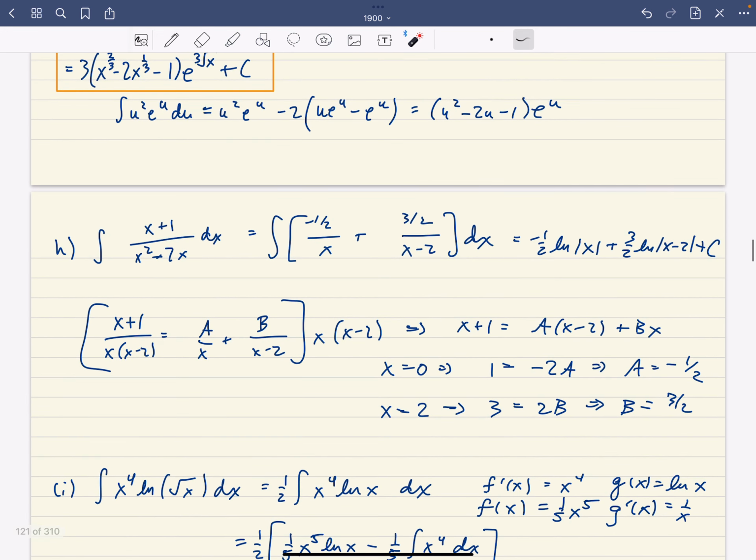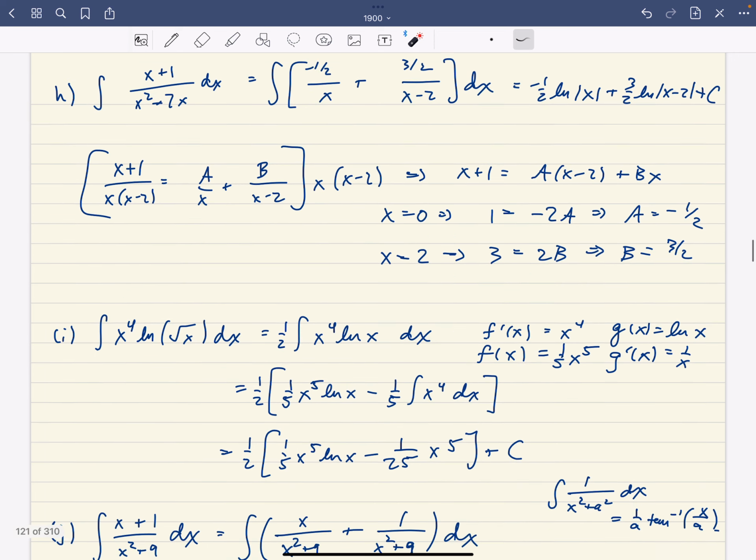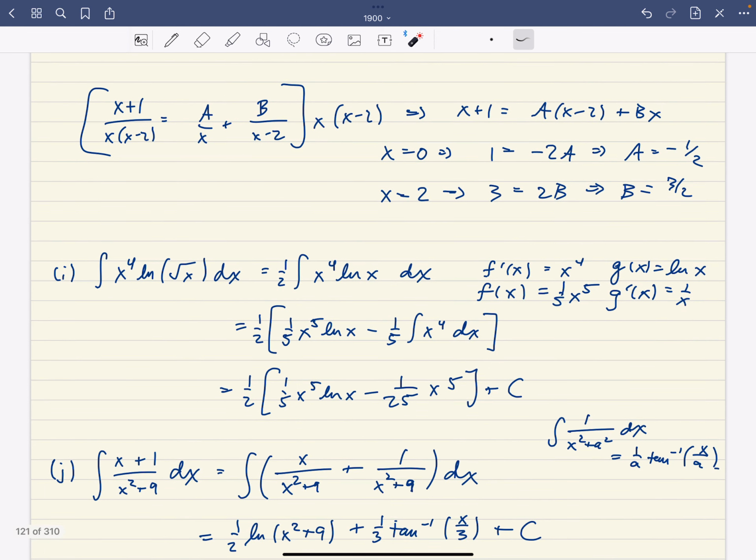H is a classic integration by parts, so we split it up. We do the, not integration by parts, it's classic partial fraction decomposition, that's what I mean. We do the partial fraction decomposition, we get a is -1/2, b is 3/2. And then we can integrate that straight away. For part I, we took the square root of x and wrote that as x to the 1/2 and brought the 1/2 out. Okay, so that's where this 1/2 came from. And so now we can do integration by parts. We're going to let f prime be x to the 4th.